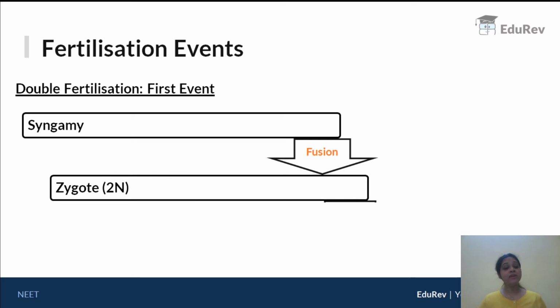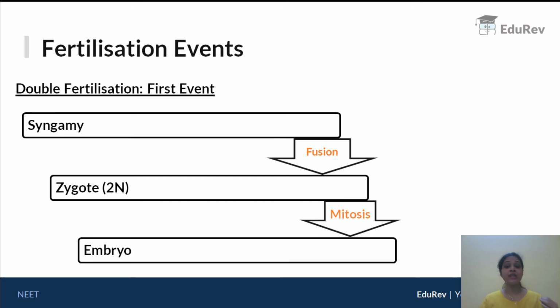Now remember that this particular zygote is a single cell, and this zygote must undergo mitosis in order to increase its number of cells. So in other words, in order to undergo embryogenesis, you need to have the presence of mitosis and therefore form the embryo at the end. So this is the first event of double fertilization.